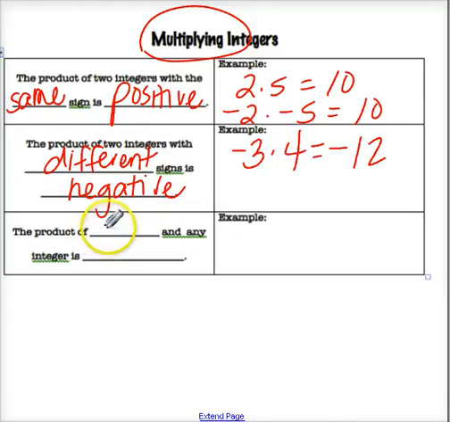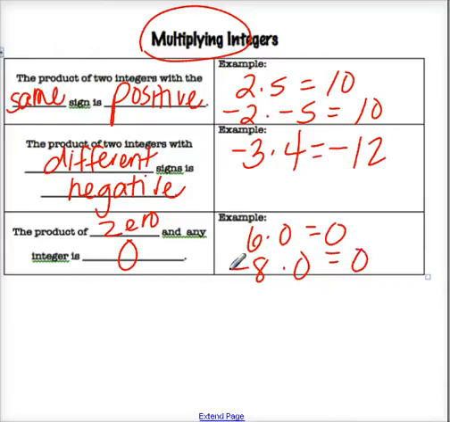Now, the product of 0 and any integer is 0. So 6 times 0 is 0. Negative 8 times 0 is still 0. So positive or negative, anytime you multiply by 0, your answer is 0. So these are our multiplying integer rules. Let's practice a few examples.